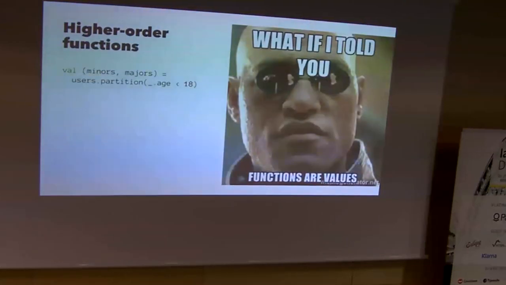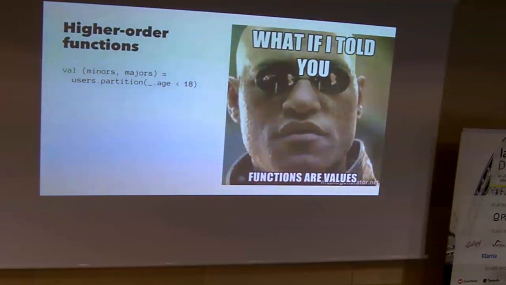And then we have higher order functions. So this is a higher order function here. We have a list of users. And we partition the users according to a criterion. We look at their age, and we say that users that are older than 18 go in one group, and the others go in the other.